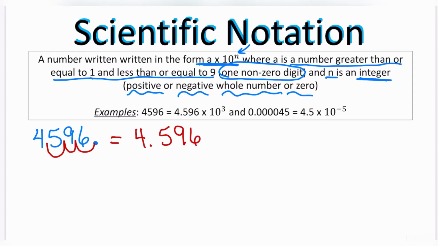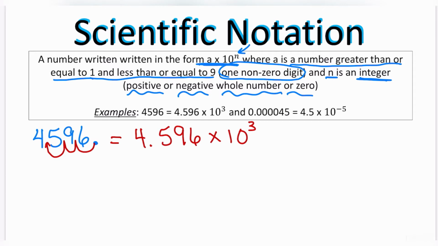4.596. And because I moved the decimal point over to the left, I made this number smaller, so I had to balance it out. So I'm going to multiply it by 10 to the third power, which is 10 times 10 times 10, to go ahead and make it bigger again. So 4,596 is equal to 4.596 times 10 to the third power.